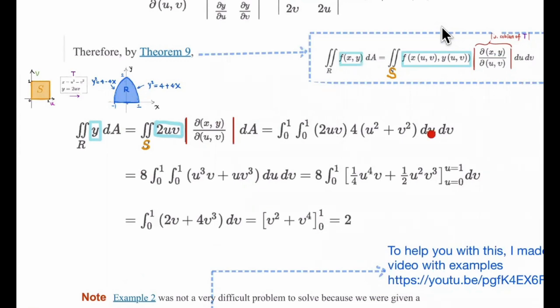Looking at this region S, you see that this is a square. u goes from 0 to 1, and v goes from 0 to 1. After that, we can distribute and simplify, and calculate, doing the inner integral first and then the outer integral next. We're going to get this result, and the result is equal to 2.